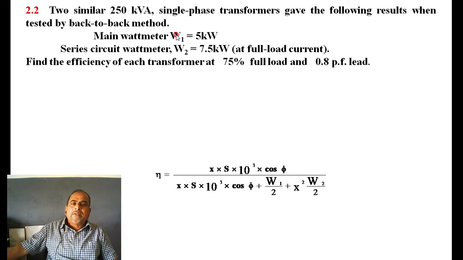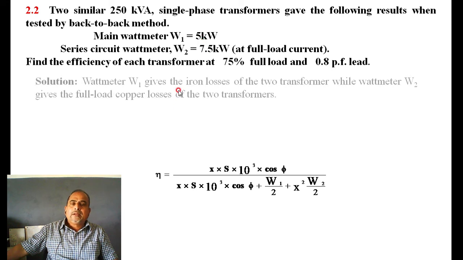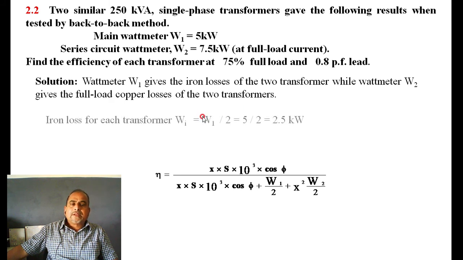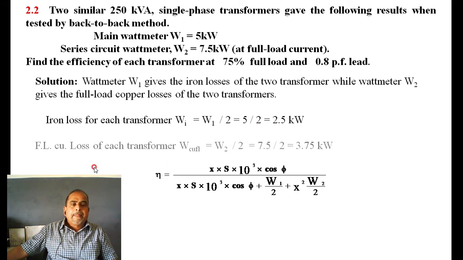First I start with the iron loss per transformer, that is 5 divided by 2, that is 2.5 kilowatt. Wattmeter W1 gives the iron losses of the two transformers, while wattmeter W2 gives the full load copper loss of the two transformers. Therefore, the iron loss for each transformer, Wi, is W1 by 2, which is 2.5 kilowatt. Similarly, the full load copper loss per transformer is W2 by 2, which gives 3.75 kilowatt.